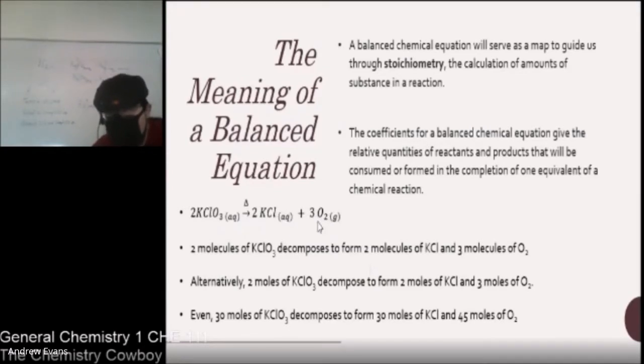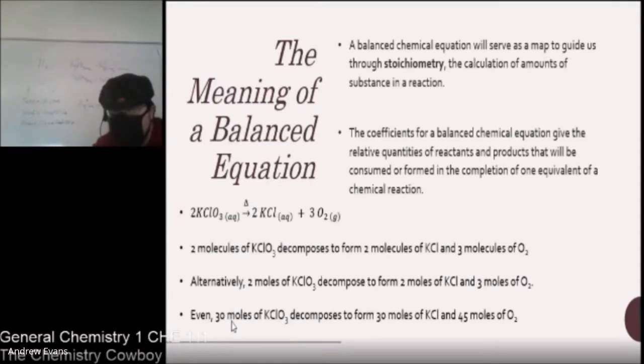We can look at this on a molecular level of just 2 molecules, 2 molecules, 3 molecules, but we can also scale it up at any ratio. We can do 2 moles. Remember, a mole is 6.02 times 10 to the 23rd atoms or molecules or whatever. So we can have a double butt ton of potassium chlorate produce a double butt ton of oxygen. We're just simply saying we have a ratio of 2 to 2 to 3 whenever this reaction goes through, based on this balanced chemical equation right there.